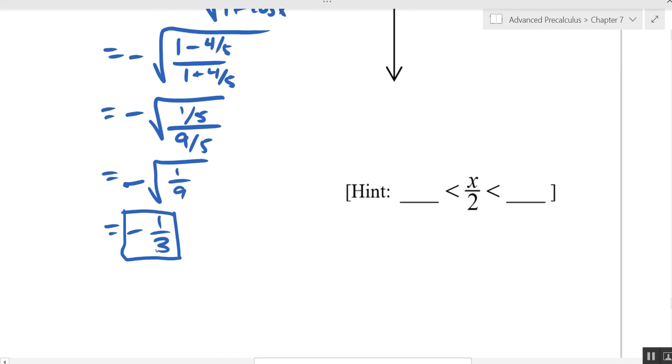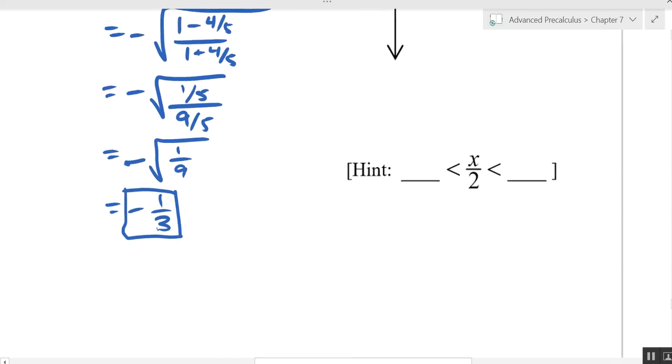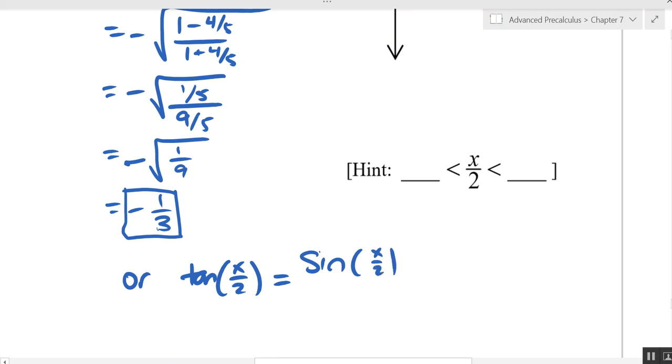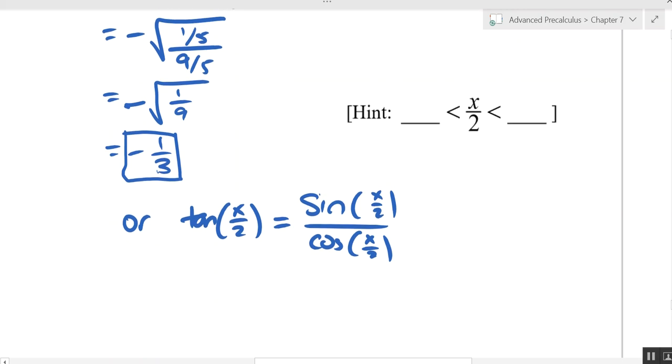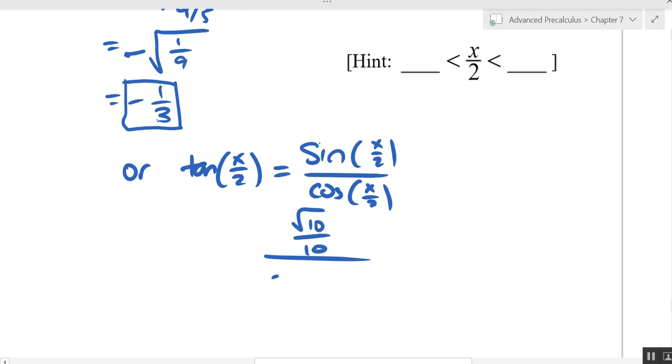There's also a different way you could have done it. Instead of using that identity, we could have said tangent of x over 2 is equal to the sine of x over 2 divided by the cosine of x over 2. And we knew that those were the previous two answers where we got root 10 over 10 and negative 3 root 10 over 10 respectively. And if you divide those two, you end up getting negative 1/3 as well. That's probably the fastest way to do it, but if we just asked you to find a tangent, you would use the formula directly.